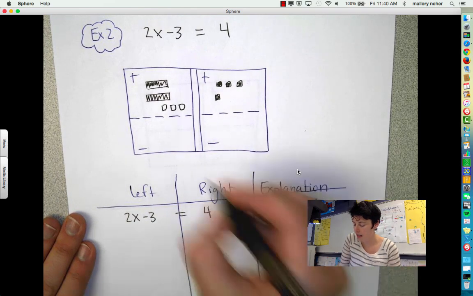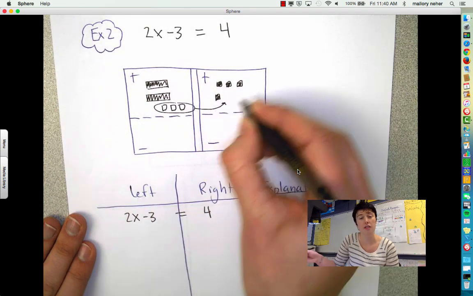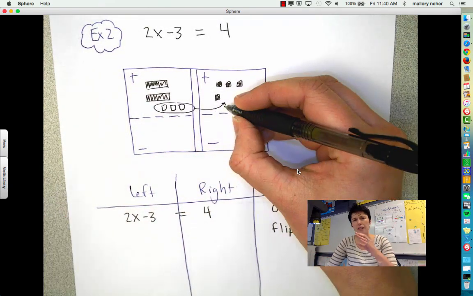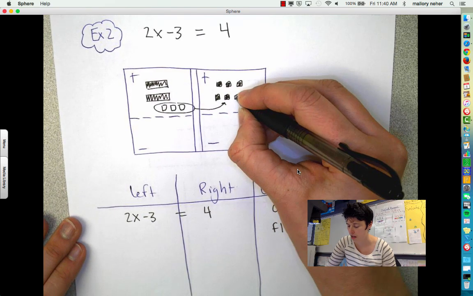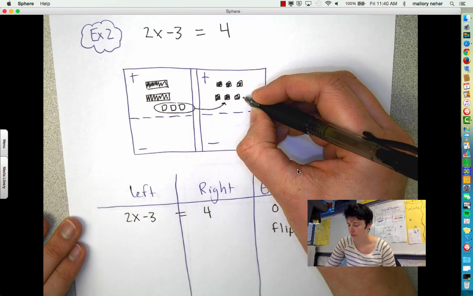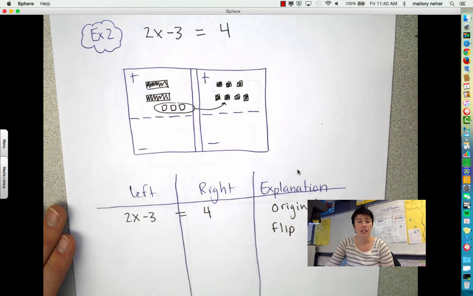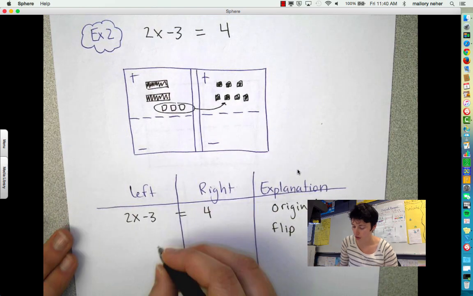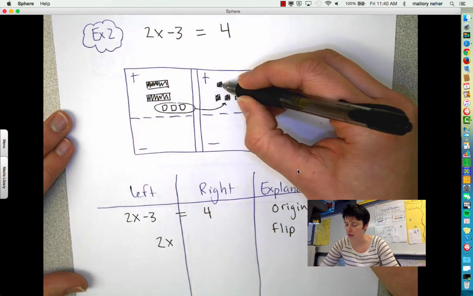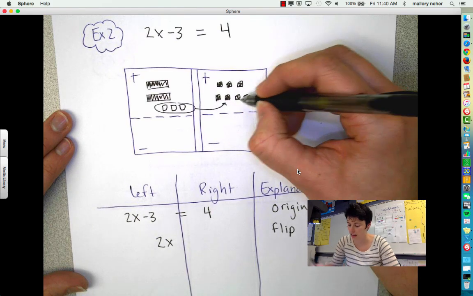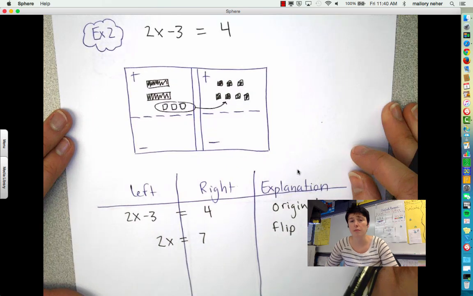And I'm thinking, let's flip these 3 units over here to be with the other units. It's like piling them up on one side. So they're going to flip and become dark positive units. 1, 2, 3. And then I have 2x left on the left side. And I have 1, 2, 3, 4, 5, 6, 7 units on the right side. And I'm down to what's going to be my last step.